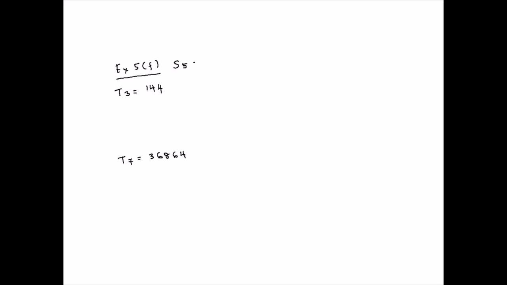The question wants us to find S5. Okay, let's use these two information that we have. Formula to find term is AR power n minus 1, and this time our n is 3. So AR power 3 minus 1 equal 144. So AR square equal 144. You can name this as equation 1. Second information, T7 equal 36864. So AR power 7 minus 1 equal 36864. And then we get AR power 6 equal 36864. We can name this as equation 2.